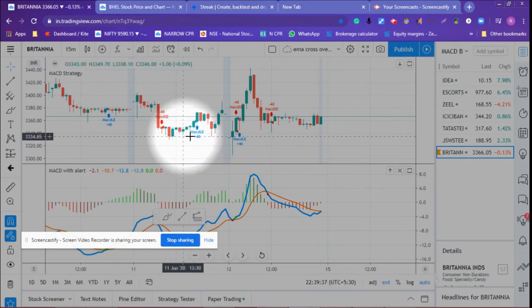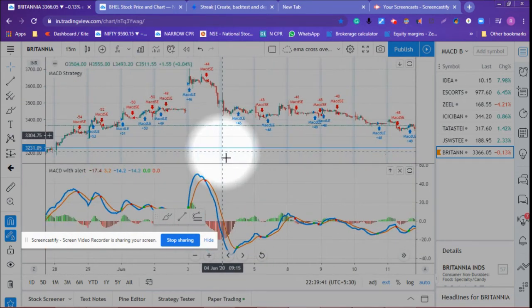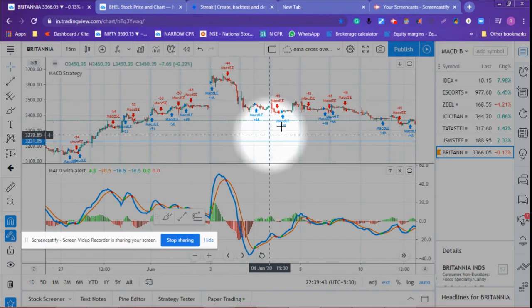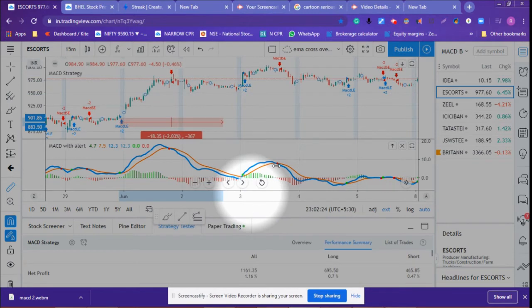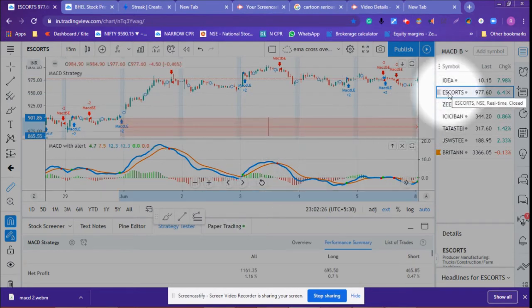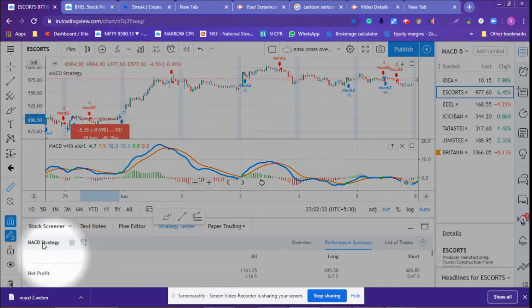So you can see, guys, how much profitable this will be in Britannia. So guys, look at here in Asian Paints, what happened. So we have the MACD indicator, we have the strategy in place. So the MACD strategy is showing the profits.